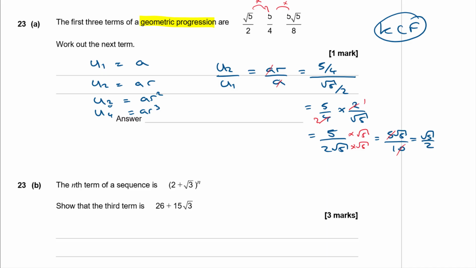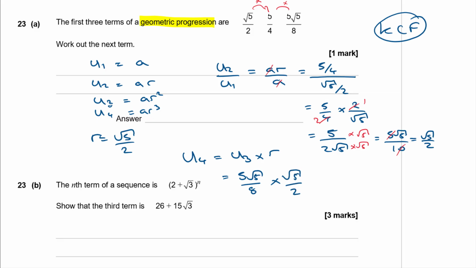So we know now that R is going to be root 5 over 2. So then what is the next term? We want U4 then, don't we? We want to find U4. So I can find U4 by multiplying U3 by R. So U4 equals U3, the third term, times R, the common ratio. So it's going to be 5 root 5 over 8 times root 5 over 2.